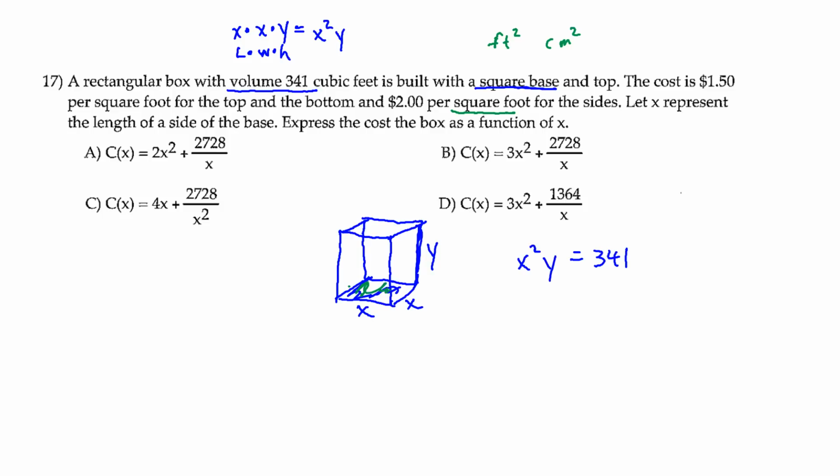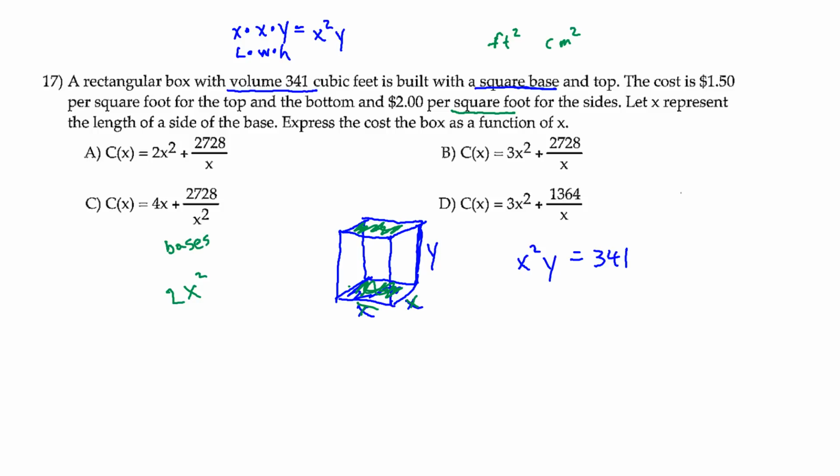So for the bottom, the surface area would be x times x, or x squared. For the top, it's also x squared. So we have 2x squared to represent both bases.